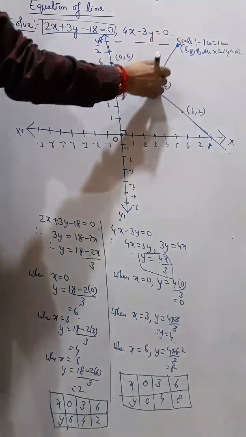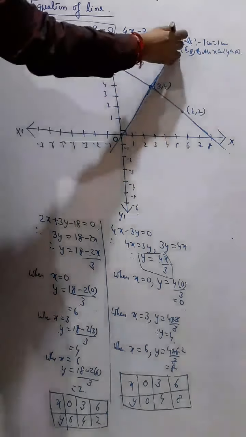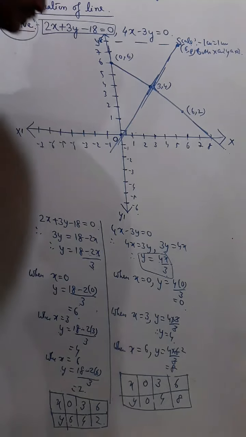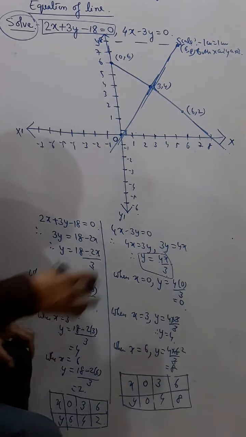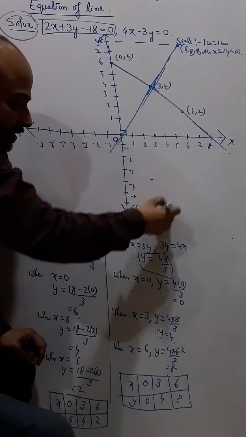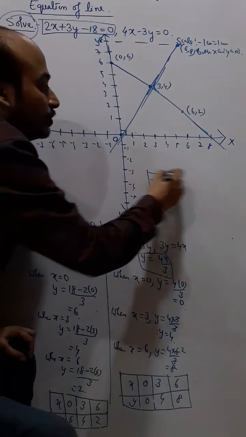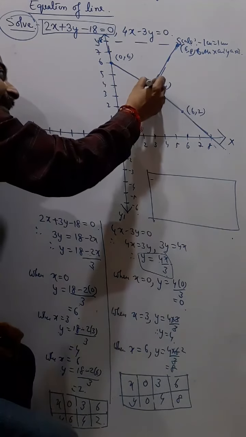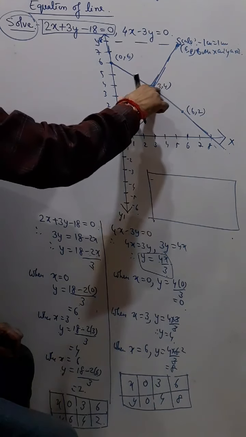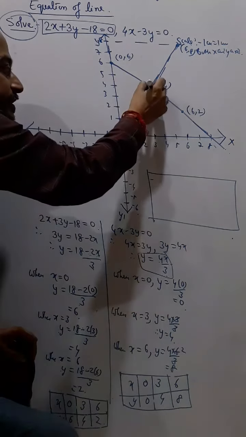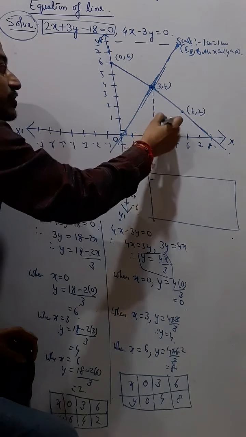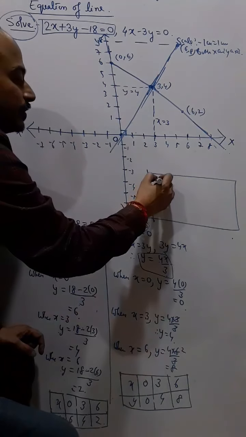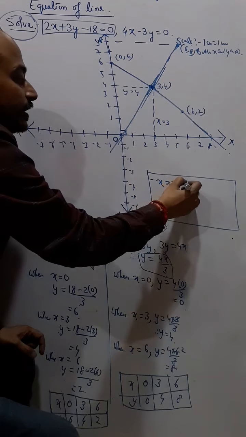Now if you join this, you can understand this also gives a straight line. And they told you solve, which means you have to find the value of x and y. Okay, now I don't have space, therefore I am writing here, but you should write in a single line. You can understand wherever these two lines intersect, that is the value of x and y. Understand? So from here it is clear, the value of x equals 3 and the value of y equals 4. So you can write x equals 3 and y equals 4.